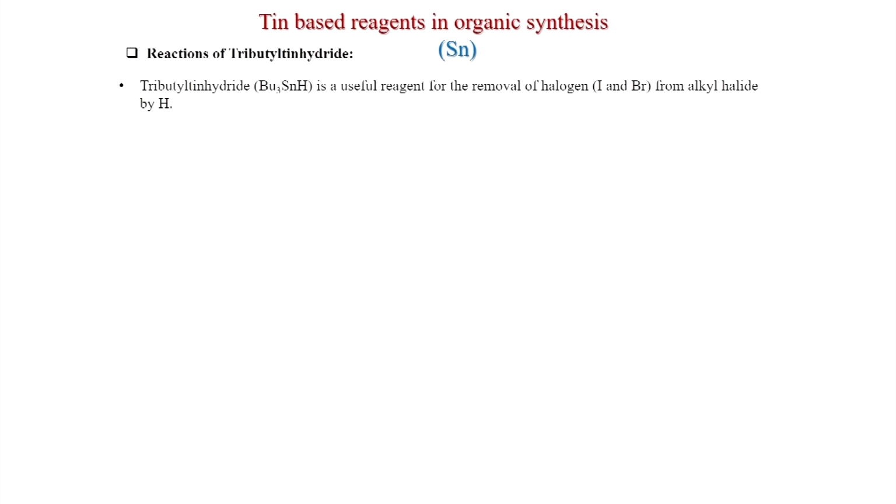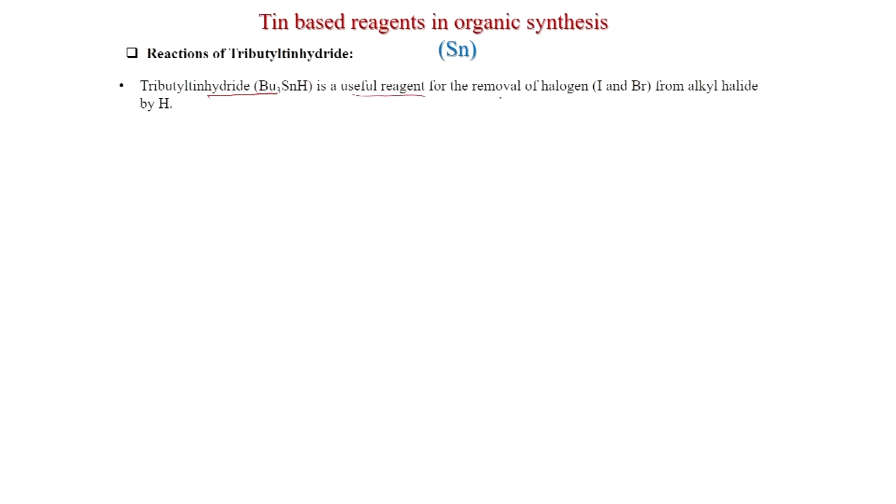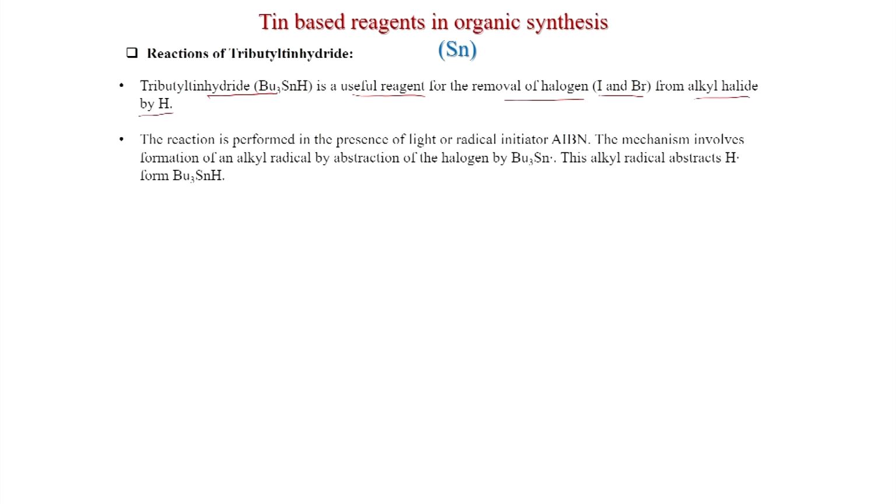Now, we will discuss tributyltin hydride. This is a very popular reagent in radical chemistry. Tributyltin hydride, Bu3SnH, is a useful reagent for the removal of halogens, I and Br, from alkyl halides by hydrogen. The reaction is performed in the presence of light or the radical initiator AIBN. The mechanism involves formation of an alkyl radical by abstraction of the halogen by Bu3Sn dot. So, this is the reaction.